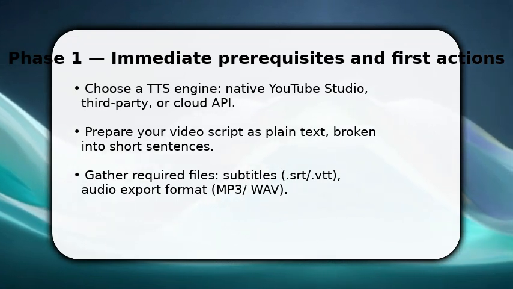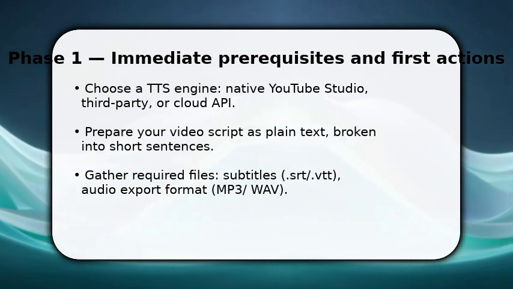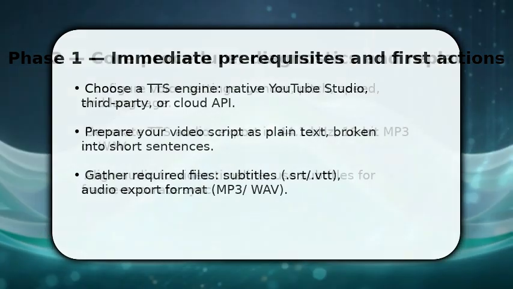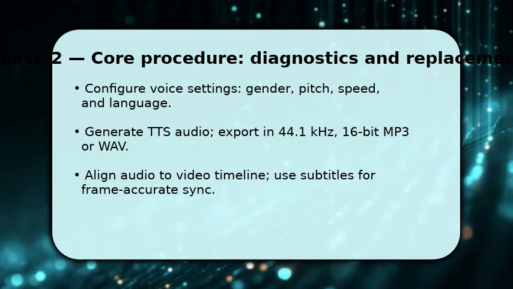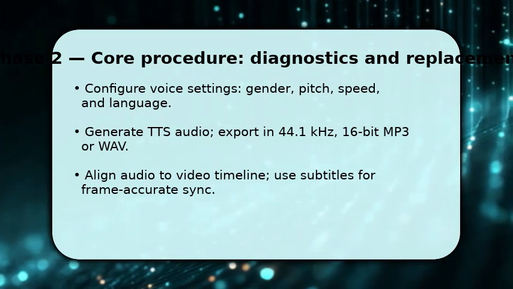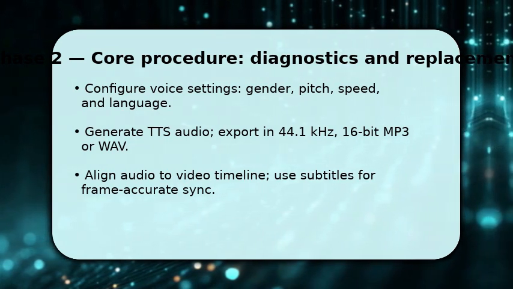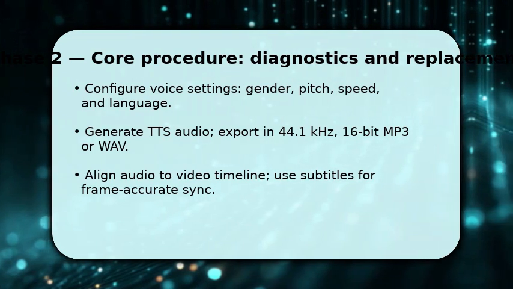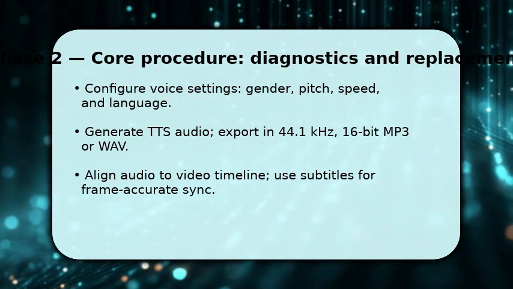Start a new video project in your editor or YouTube Studio and import the text and any visuals you will use. Now generate the speech. Select voice, adjust pitch, speed, and language settings to match your channel tone. If you use Cloud TTS, set sample rate to 44.1kHz and export as MP3 or WAV for best compatibility.